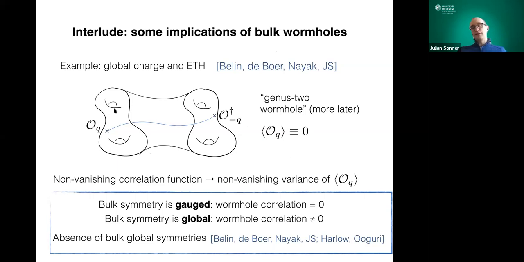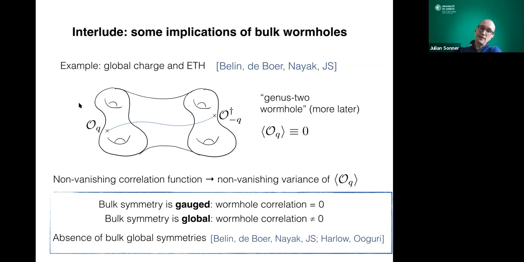Going back to the discussion that we had before, if a signal is just always 0, it doesn't have any standard deviation and it doesn't have any higher moments. But the existence of this bulk wormhole actually predicts that there is a non-vanishing variance of this operator. And that's very disturbing because we just said that's incompatible with our statement that there is an exact symmetry.